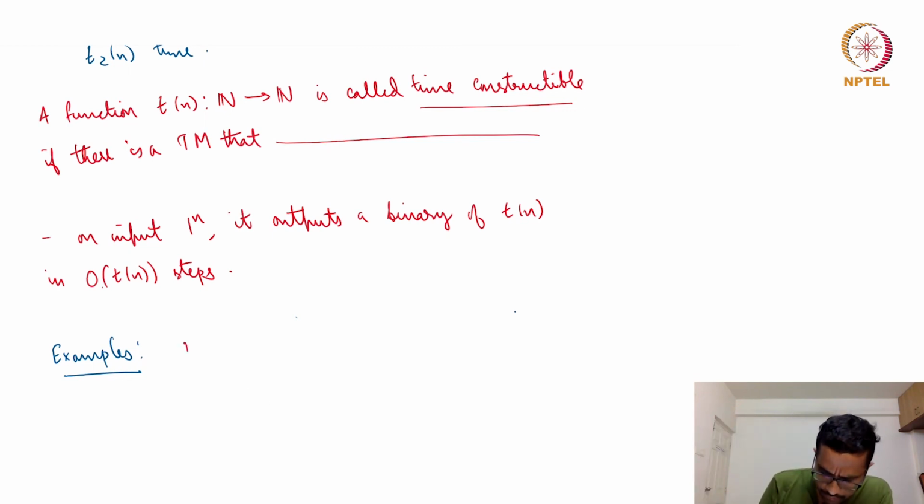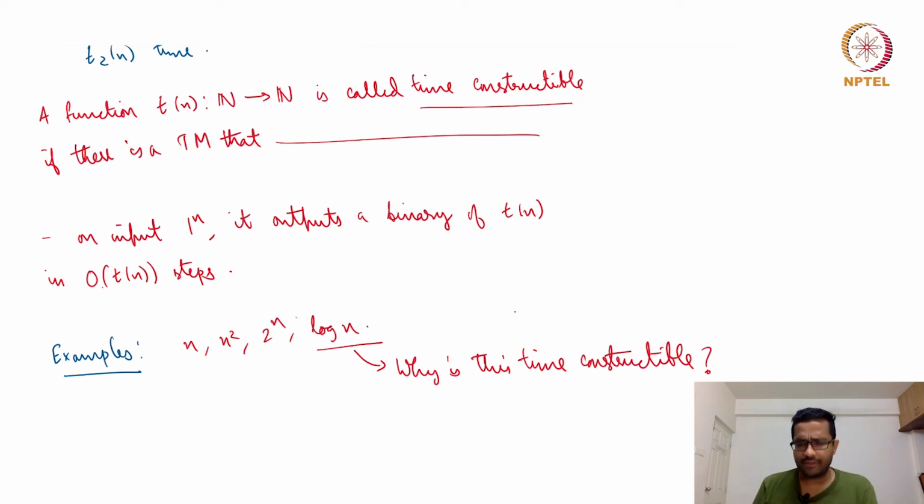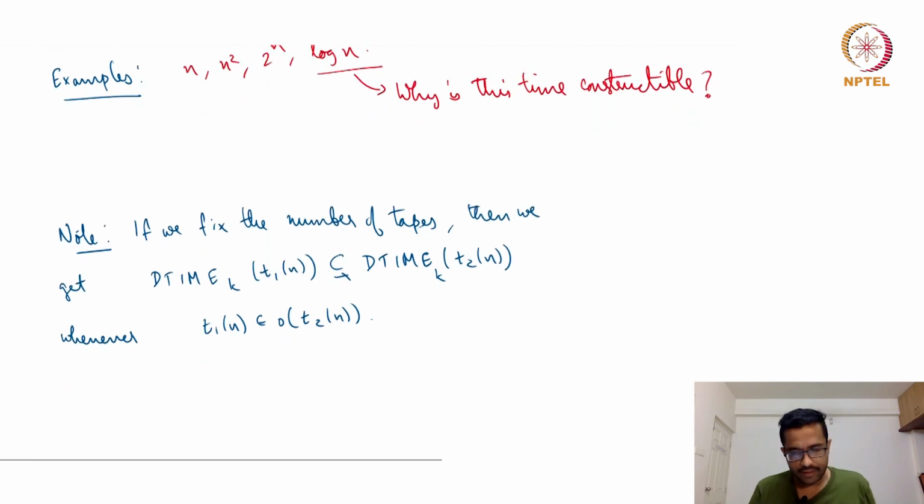For example, almost everything: n can be computed in n time, n squared in n squared time, 2 to the power n, log n. Maybe you can try this: why is this time constructible? You can think about this. These are all time constructible functions. In fact, most of whatever we can think of are time constructible functions. To demonstrate something that is not time constructible, we again need to resort to diagonalization and make highly artificial functions, right? That's about time constructibility.